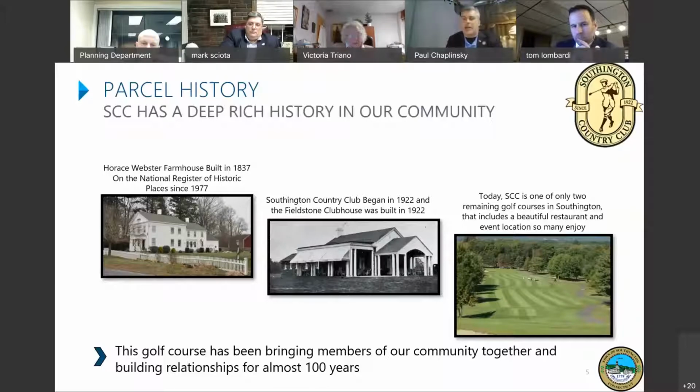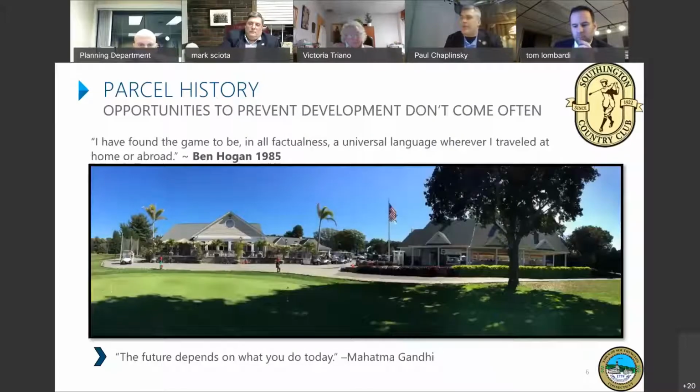And there's not, as you mentioned, Madam Chair, often opportunities where you have large tracts of land like this that are approved for large developments over 100 houses, where a town or a community has an opportunity to engage with the owners, have a great discussion about how to preserve it, and actually have the opportunity to preserve it. And so if you go to the next slide, I'm going to leave you with just a couple quotes.